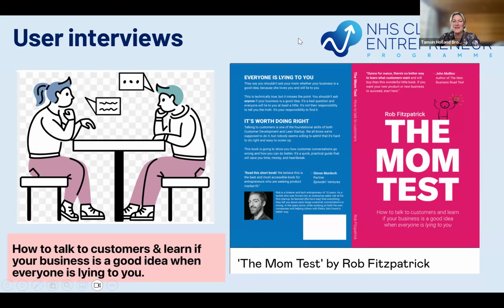So how are you going to know if your business is a good idea? There are lots of different ways. The Mum Test is a good book to read, because how are you going to know, and how are you going to convince someone else? Especially if you're early stage and just at the idea stage, how are you going to find someone to tell you honestly?